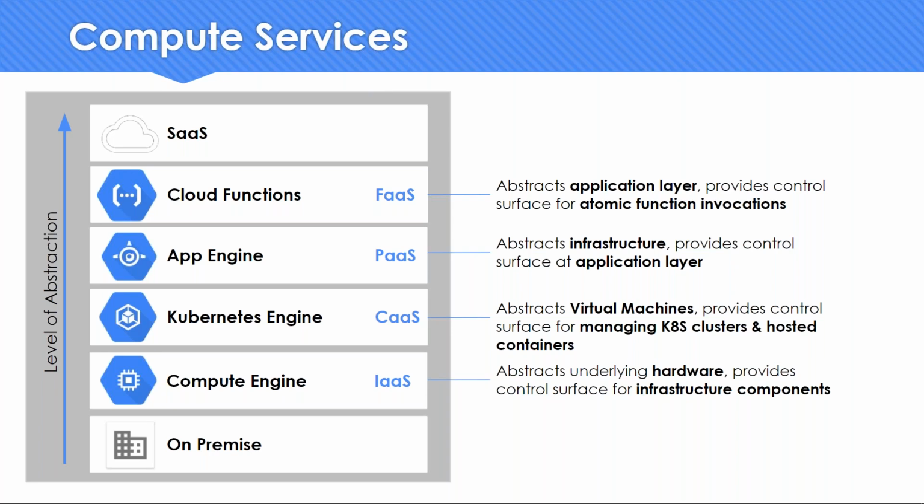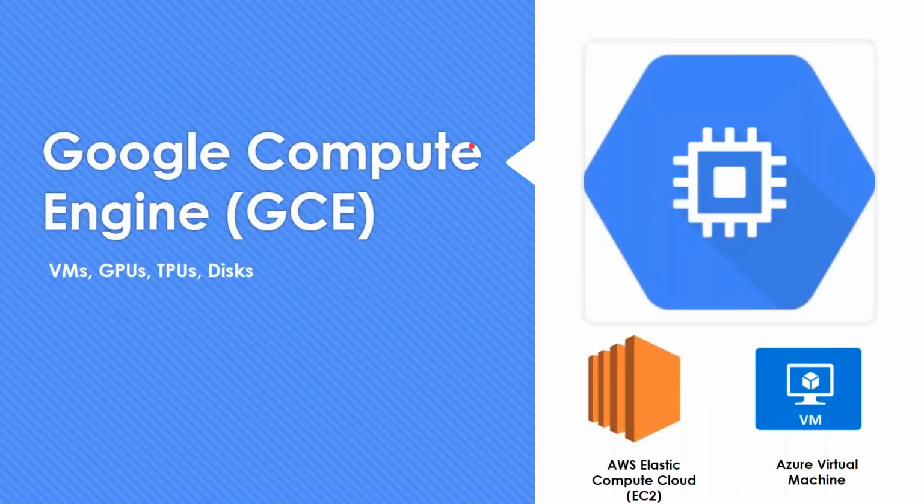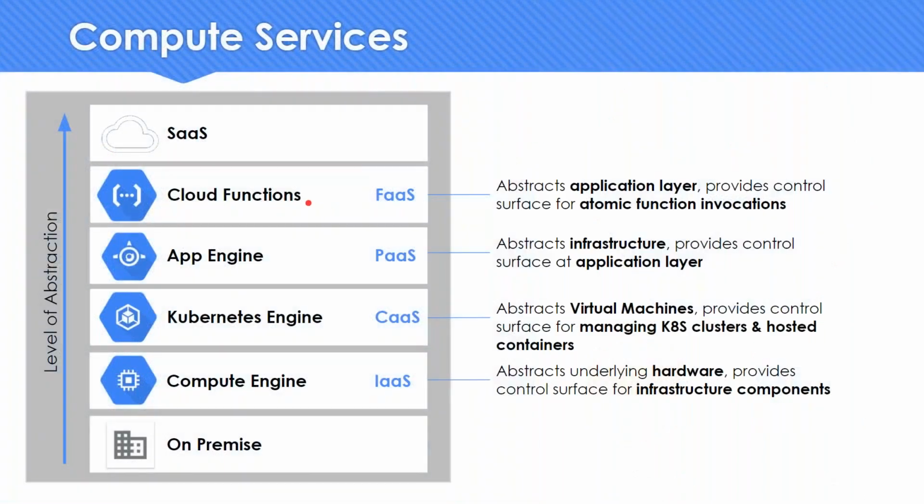So these are the various compute options which you get: infrastructure as a service, container as a service, platform as a service, and function as a service. And you have equivalents of these in GCP. One important thing to remember is, as you go up the ladder from the bottom to the top, the level of abstraction increases, meaning the control you have over these compute options is going to reduce. You will have limited control in cloud functions.